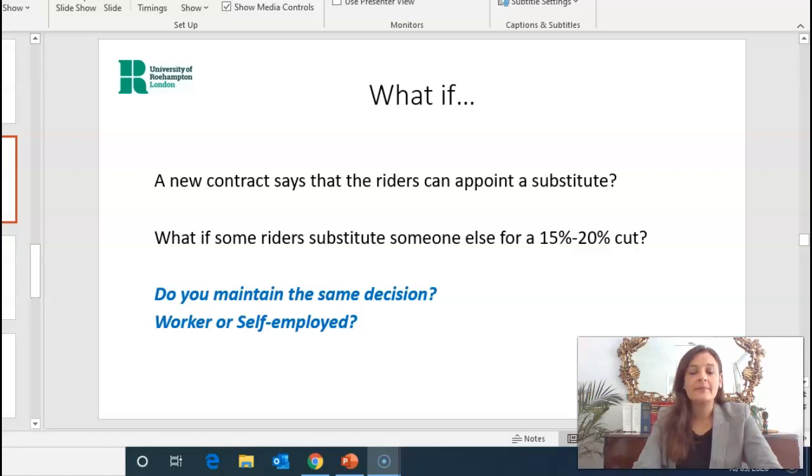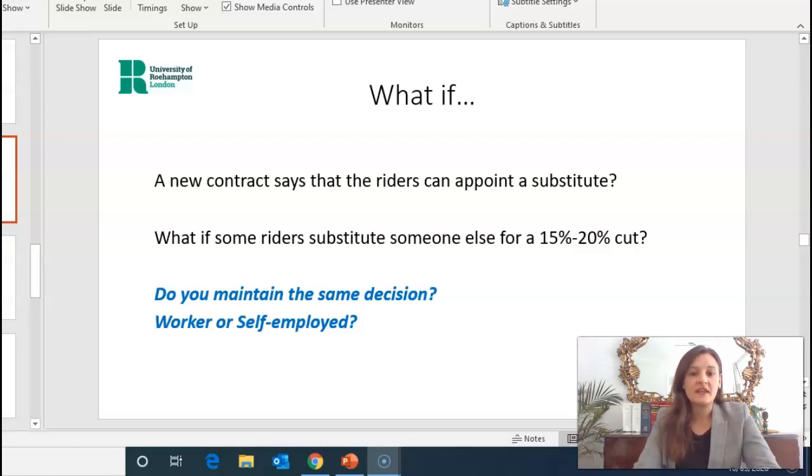So they're delegating the work on to somebody else, or they're subcontracting, to be more precise. And due to that subcontracting, they're getting a cut of the money. Now, would you still say that the person, if you decided on the last slide that the person was a worker, do these facts change your mind?